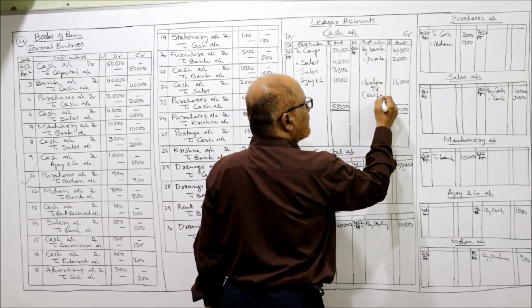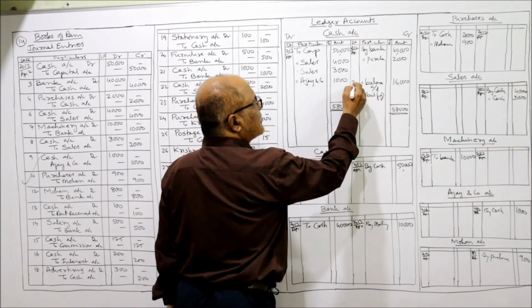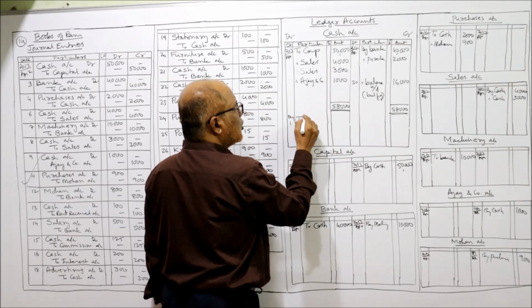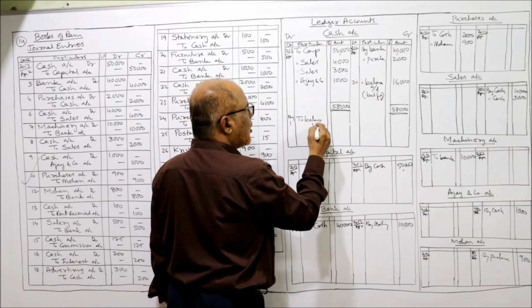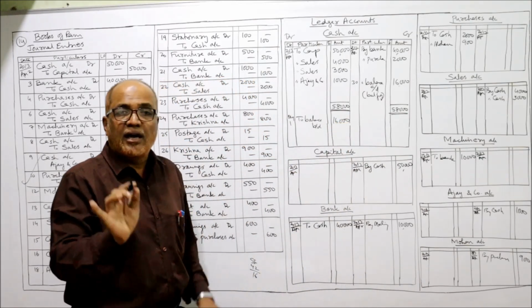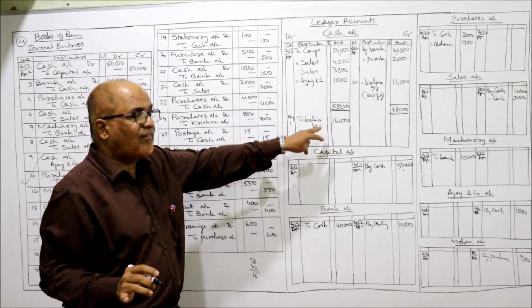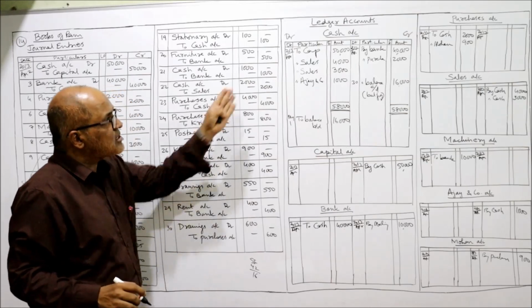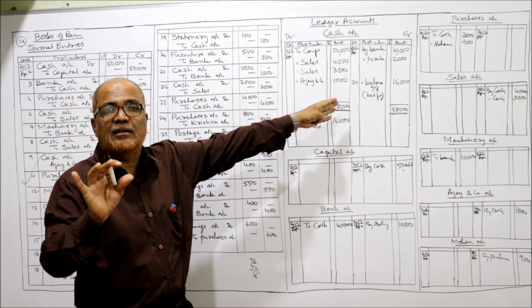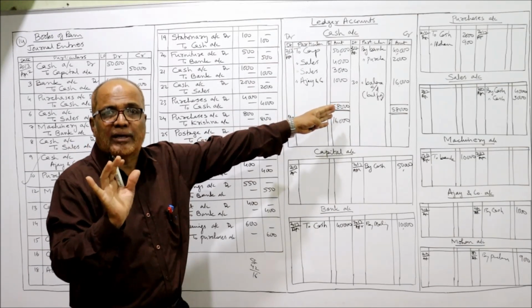Balancing figure. This is the last day, 30th April. Next month is May, May 1st. To balance brought down 16,000. This is called balancing. Right now, remember, this is not the final figure because I still have many more transactions to post. But I am showing here how to make the balancing, the method of balancing.